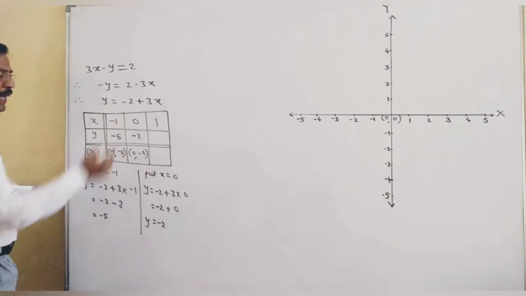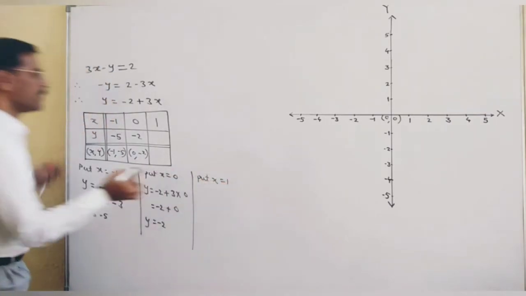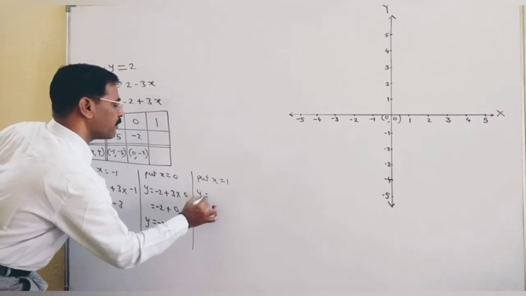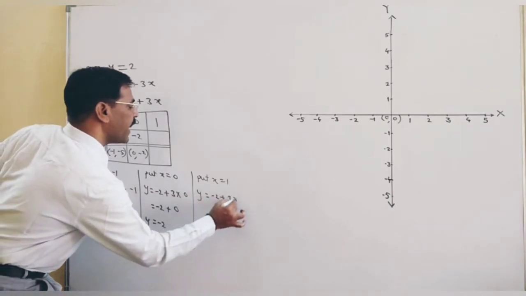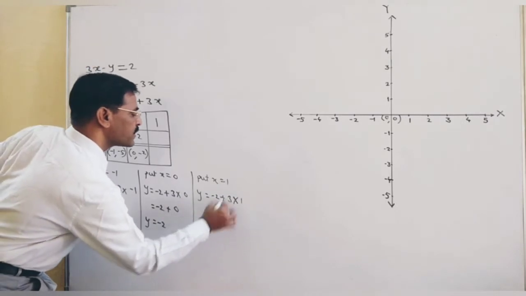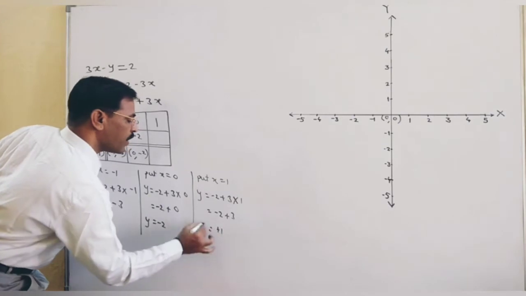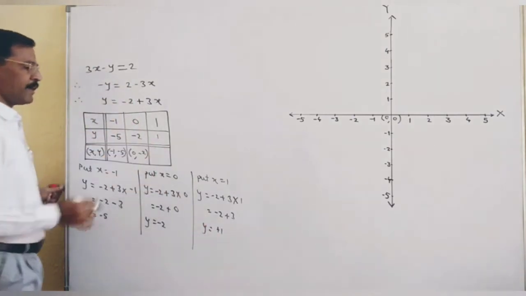0, minus 2. Now the last point, put x equal to 1 in the above equation. y equal to minus 2 plus 3x. x means here we are going to put 1. So minus 2 plus 3 ones are 3. This is plus 3 minus 2, which is plus 1. Like this, here is the value.